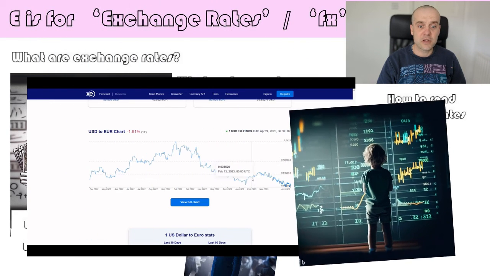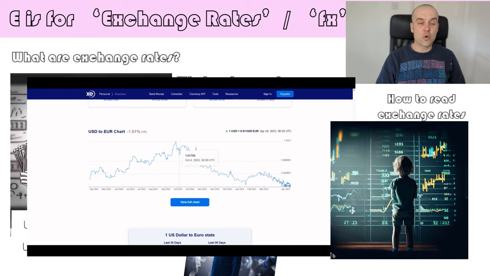Exchange rates can be a little bit tricky to understand at first, and remember, it's always a good idea to check exchange rates before you travel or make purchases from abroad.